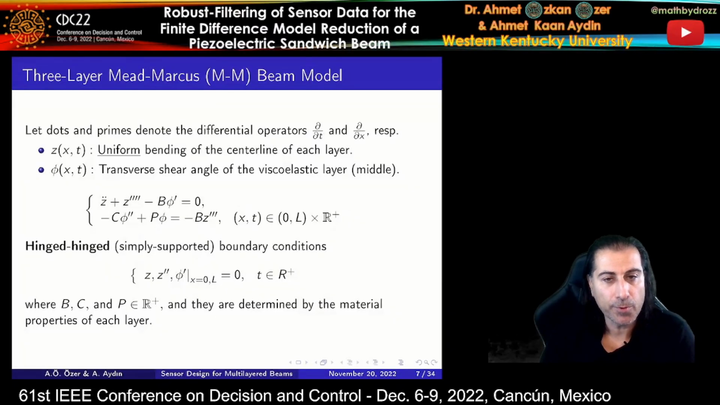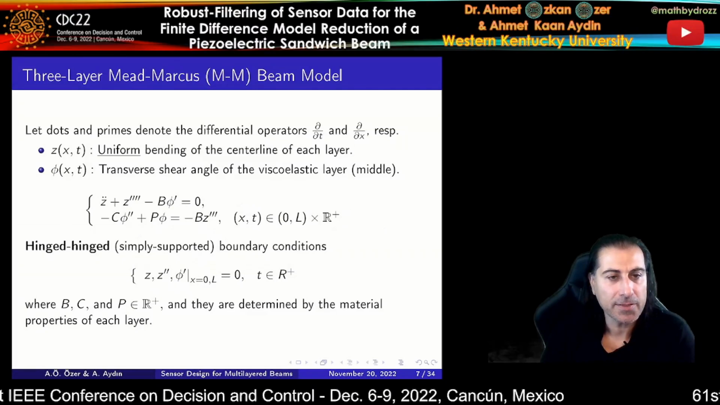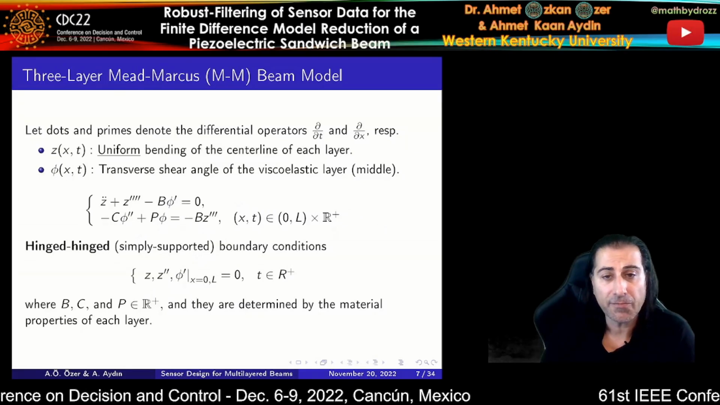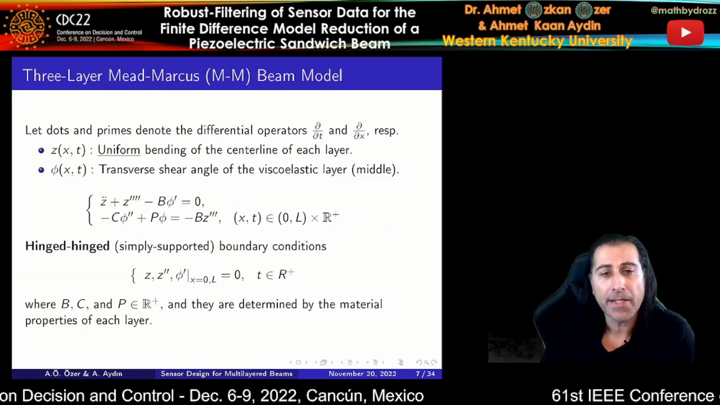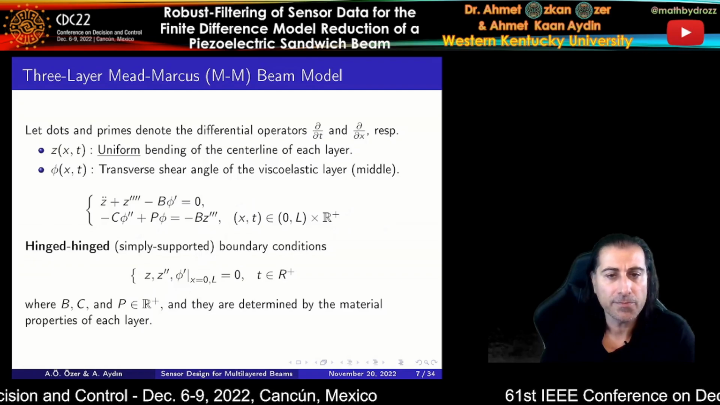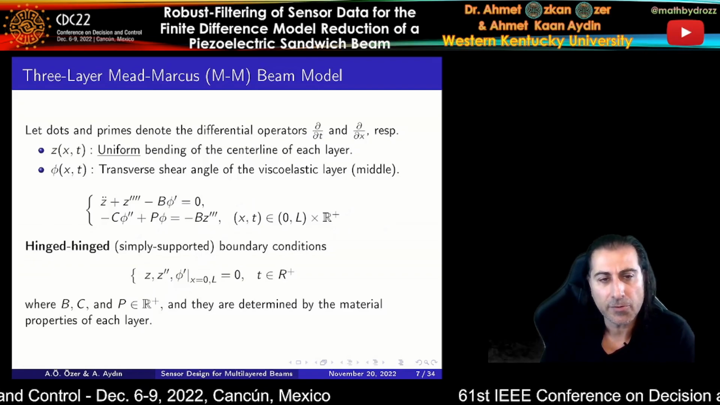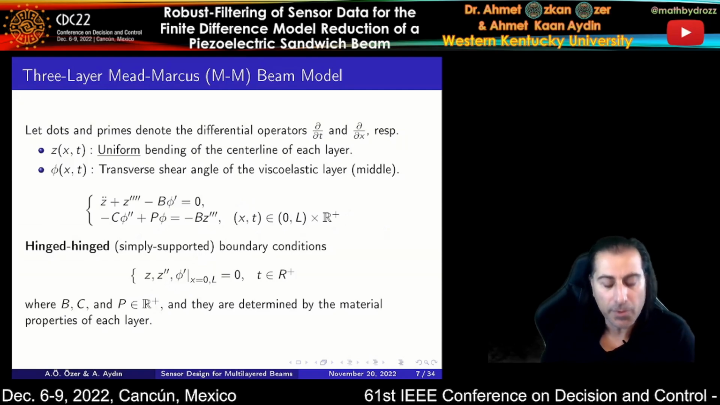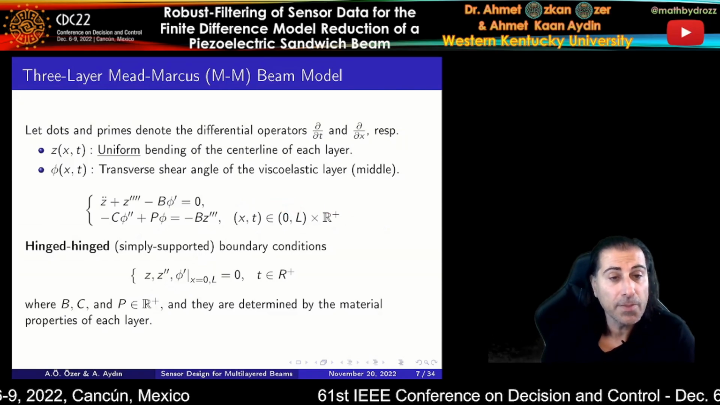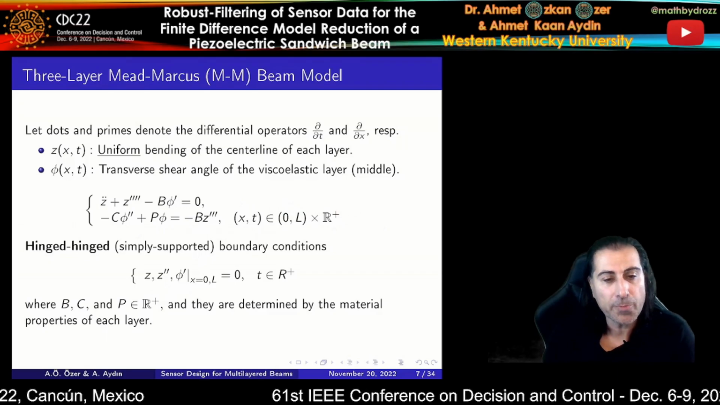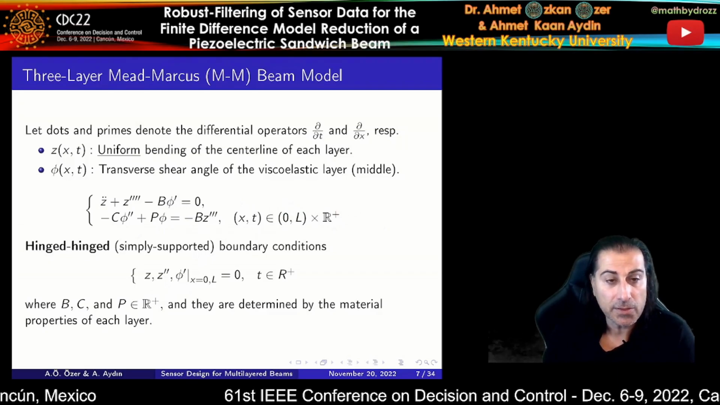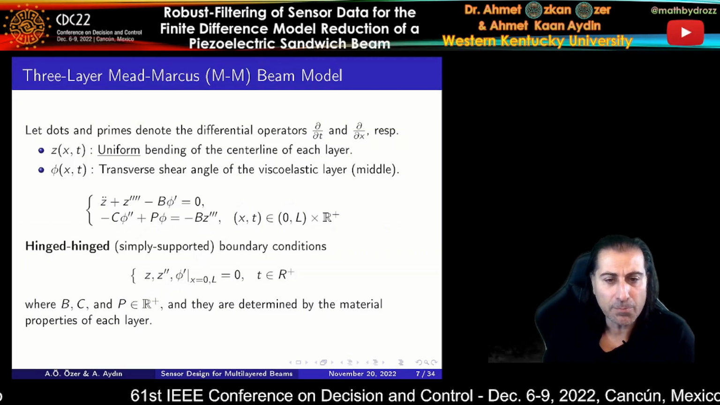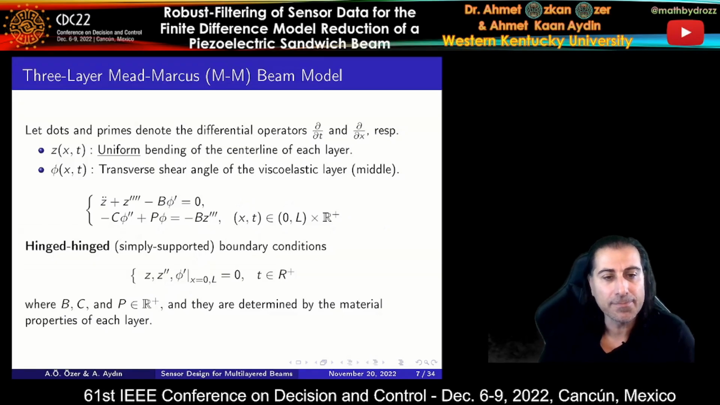Here's the PDE model for the three-layer case. We have dots and primes denoting time and space derivatives. We have two dependent variables. One is the uniform bending z of the center line of the three-layer beam, and then phi representing the transverse shear angle of the viscoelastic layer. And these are coupled through this PDE system. And we have hinge boundary conditions, and all of the material constants are hidden in the constants B, C, and P, and these are all positive.